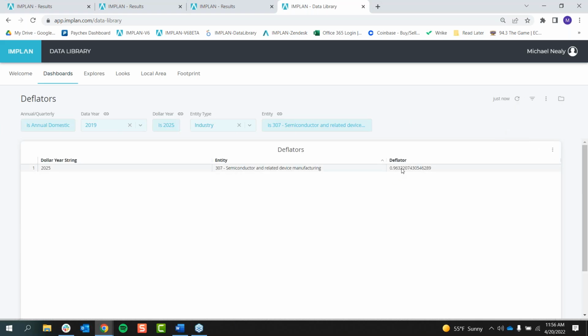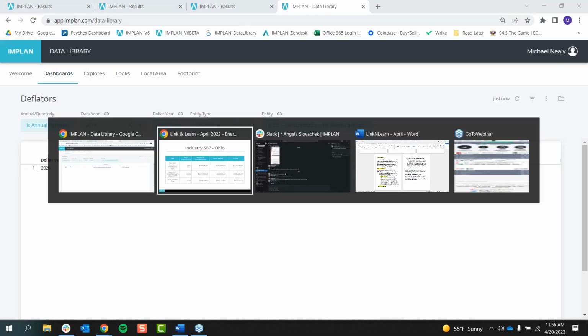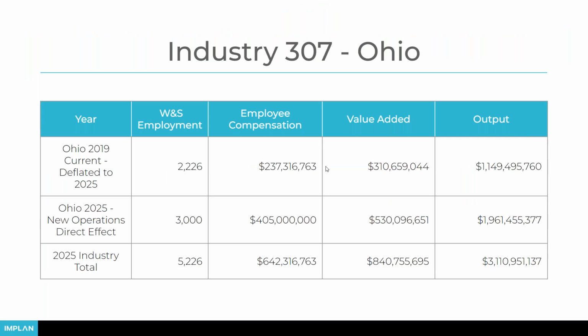So as you can see, our deflator is going to be less than 1, which means, along with that trend that we discussed, that this industry is steadily declining over time. So I took this value here again and applied it to that underlying Ohio State data for 2019 to help paint a picture of what the semiconductor manufacturing industry would look like in this state if everything remained as it was.